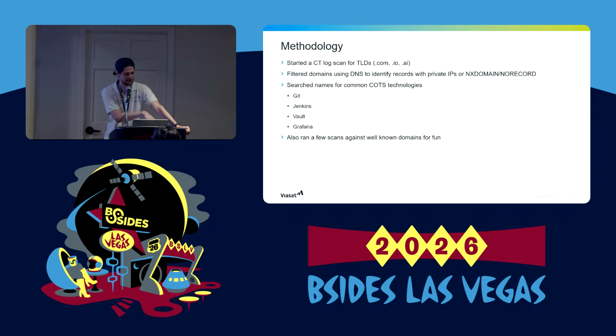And then I searched the names that came back for commercial off-the-shelf technology that might be interesting. Git, Jenkins, Vault, Grafana, right? Common stuff that companies use.